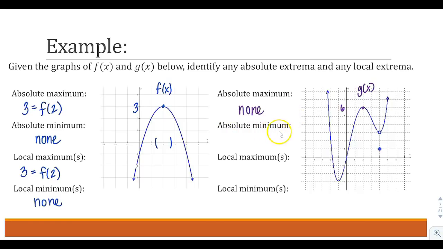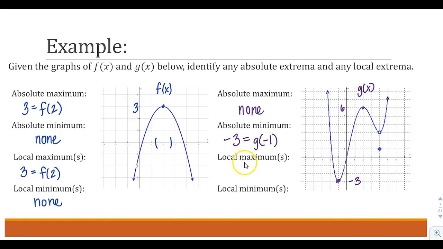For absolute minimum, however, we do have a smallest y value over the whole domain. That happens down here at this y value of negative 3. So the absolute minimum is the y value negative 3, which occurs at g of negative 1.